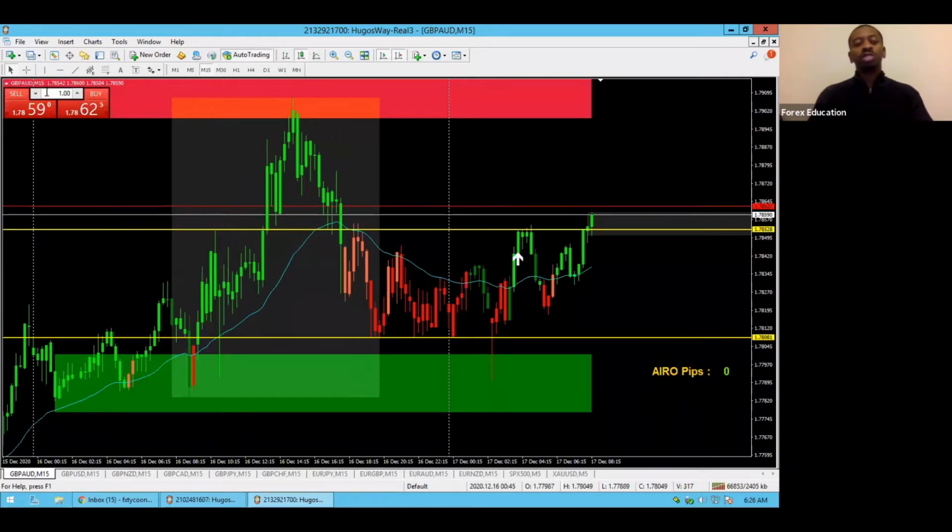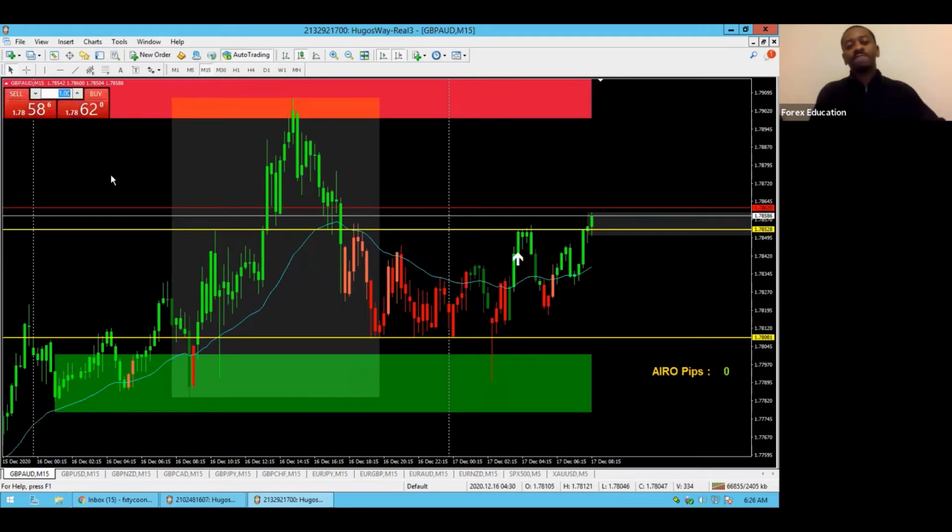Number one, you can set the lot size right here. I've got mine set at 1.00. That's a $10 per pip lot size, a standard lot. Based on your account size, I recommend 0.01 for every $100 that you have in your account. So if you have $1,000 in your account, I recommend 0.1, because that's 0.01 times 10. If you have $500 in your account, I recommend 0.05.